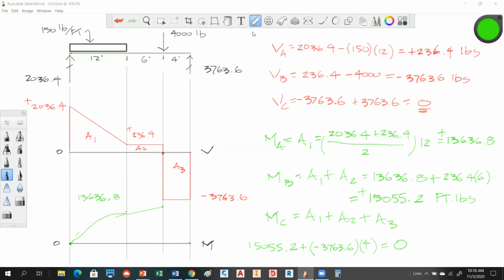So what this does, this then drops like that. So this should be parabolic up to here, a straight line here, and it peaks at this point. That's your maximum moment, and that would be 15,055.2. So that's your maximum moment. Maximum shear is here. Those would be the things that you're after.